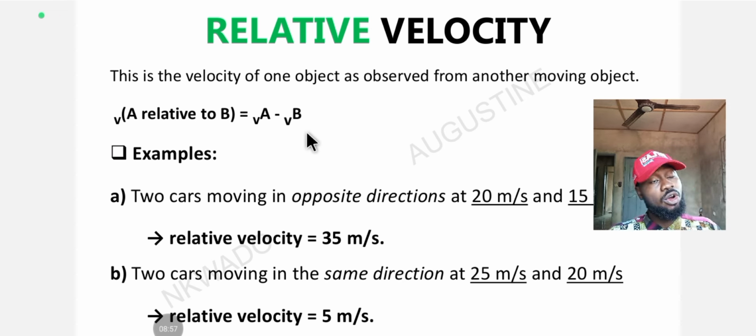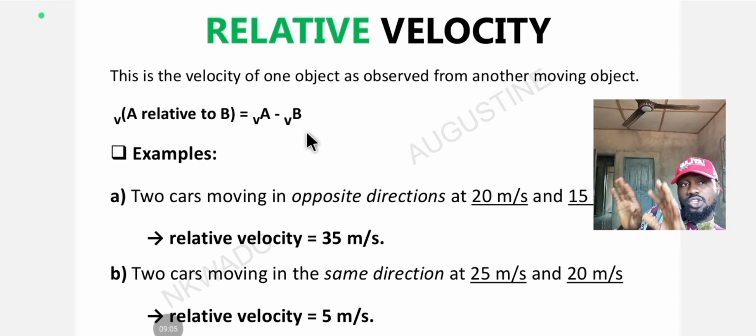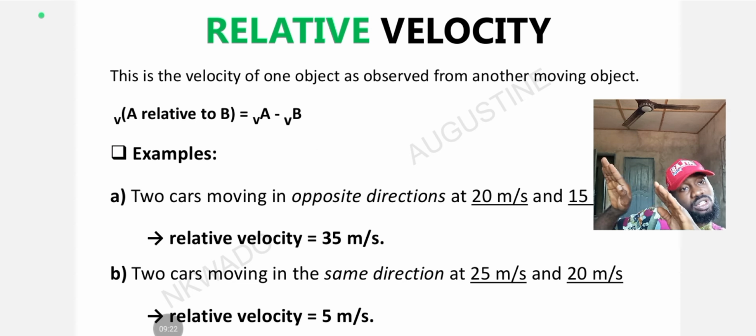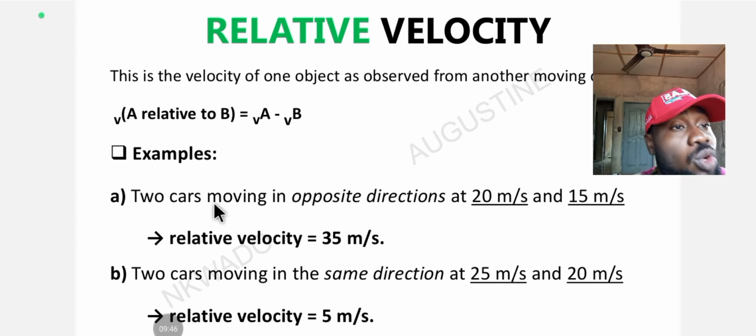Remember, one of the objects is serving as a standard velocity, because you are using that object with standard velocity to measure the velocity of another object. It's just like you place two cars here. This one has a standard velocity of speed. Then you place another one here. You are using the velocity of this one that is ahead to measure the velocity of this one that is behind. So let's look at examples on the calculation of relative velocity.